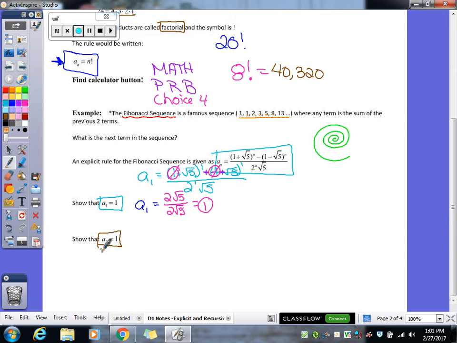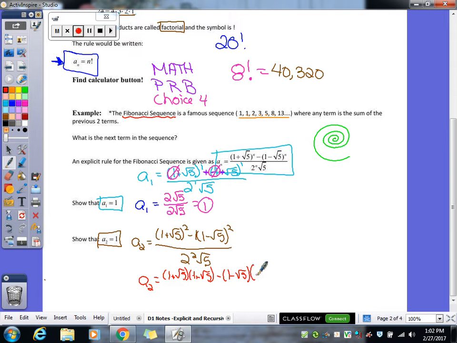All right, so now they want us to prove that a sub 2 equals 1. So now what are we going to plug in for n? 2. So that's 1 plus the square root of 5 squared minus 1 minus the square root of 5 squared, all over 2 squared square root of 5. This one does take a little bit more work, because if we're squaring this, that means we have to write it out twice. 1 plus the square root of 5 times 1 plus the square root of 5, minus 1 minus the square root of 5 times 1 minus the square root of 5, all over 4 square root of 5.